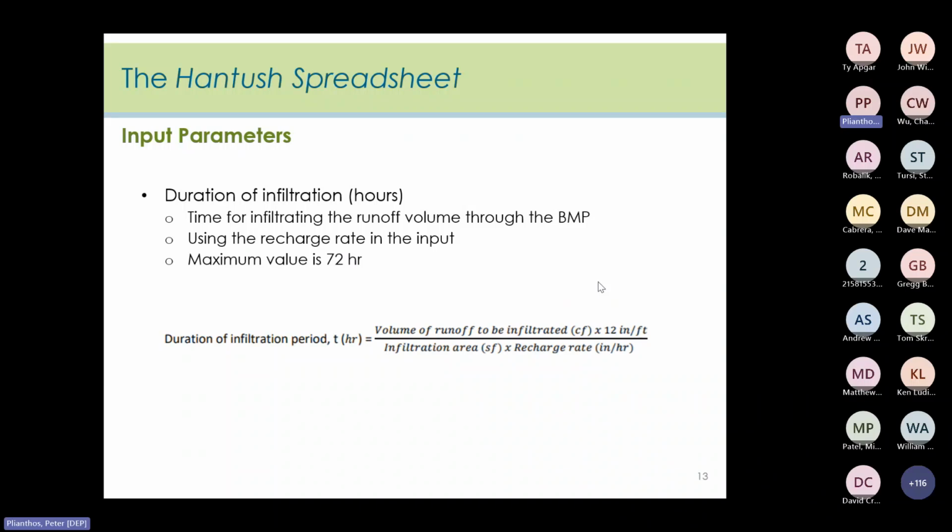The duration of infiltration period, T, is equal to the time required for the BMP to drain the volume of stormwater runoff at the specified recharge rate, and is equal to the volume of runoff to be infiltrated divided by the product of the infiltration area and the recharge rate, where the volume of runoff to be infiltrated may be either the runoff volume produced by the water quality design storm or the volume of runoff to be discharged through exfiltration, if exfiltration of runoff during basin routing is used. The maximum duration of infiltration period that may be used in the hand-touch spreadsheet is 72 hours.